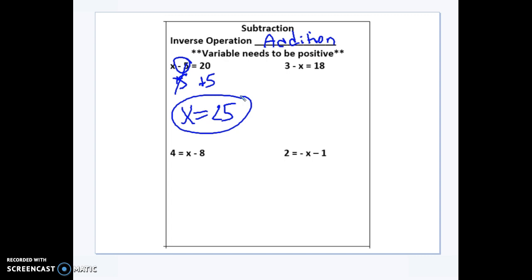We're going to move down to the bottom left-hand corner. We have x minus 8. So we see minus 8, we have to add 8 to both sides. Minus 8 plus 8 makes 0. We've isolated our variable, x is by itself, and then 4 plus 8 is 12. Last thing we want to do is rewrite it so that we're reading it from left to right. So x equals 12.